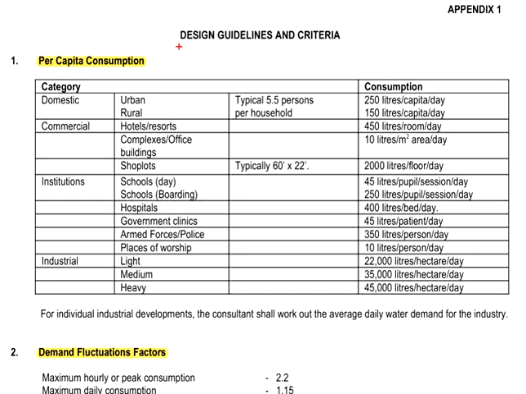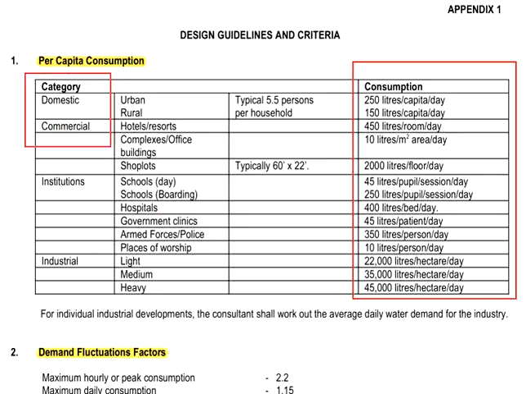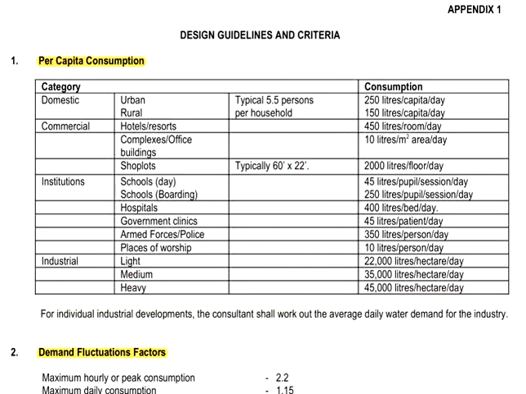Next, let us talk about the design guideline and criteria for water reticulation system. First, we talk about the consumptions per capita. The consumption rate is in accordance to different categories of the development. We have domestic, meaning the residential development. We have commercial, dealing with hotel, resorts, complex office building, shop lots.